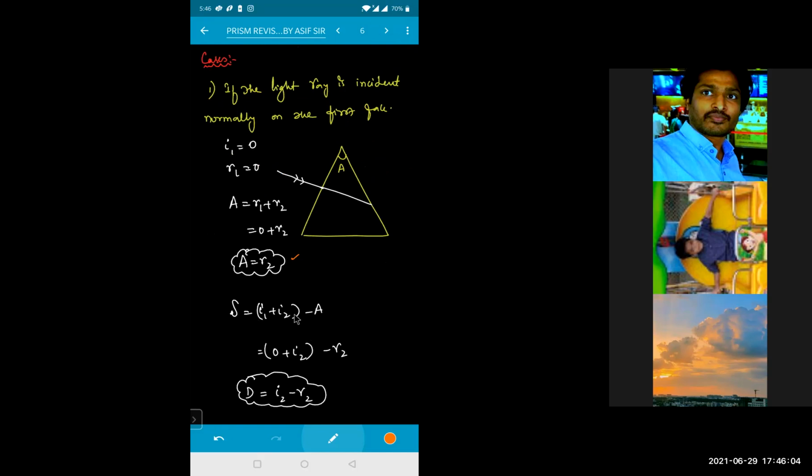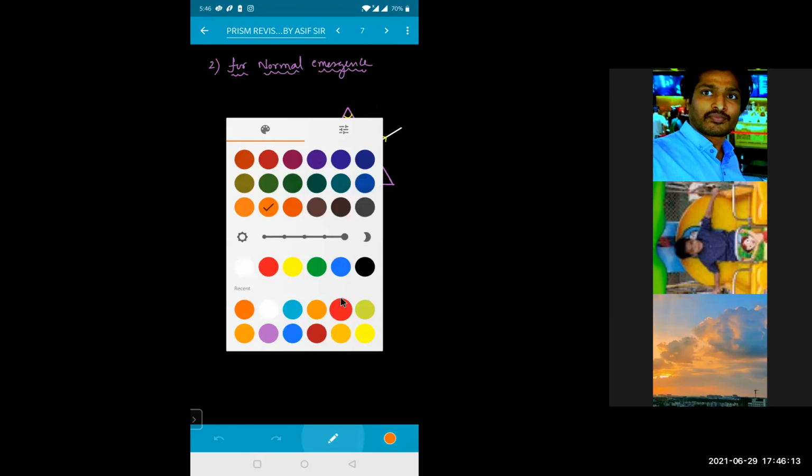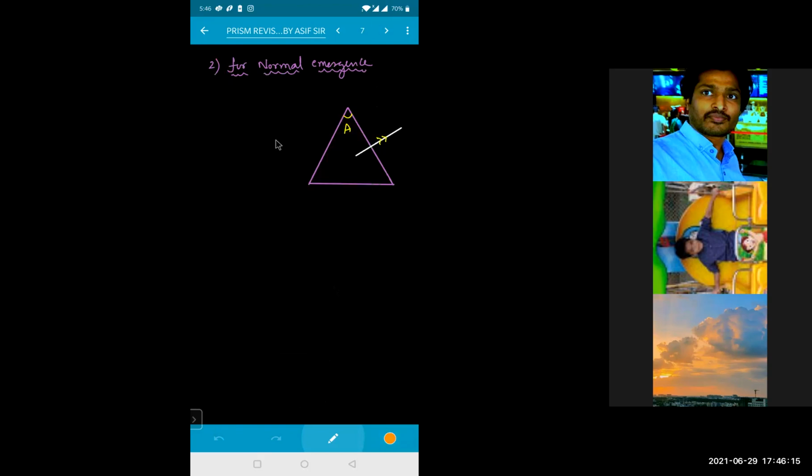And the deviation formula is I1 plus I2 minus A. I1 is 0, I2 minus R2. So deviation will be I2 minus R2. Okay, sir. So next one. For normal incidence, we stopped yesterday here. Now see, for normal incidence means what?